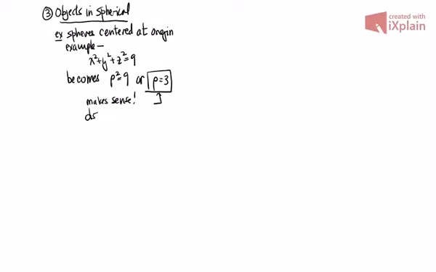Distance from origin is 3, any direction. So, second example. Actually, let me just draw a really quick picture up here. So this is the standard sphere that we know and love right here. Radius 3, right there.